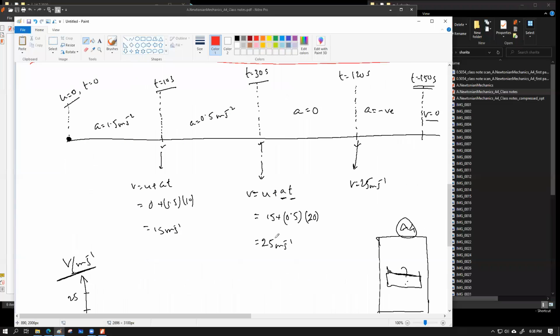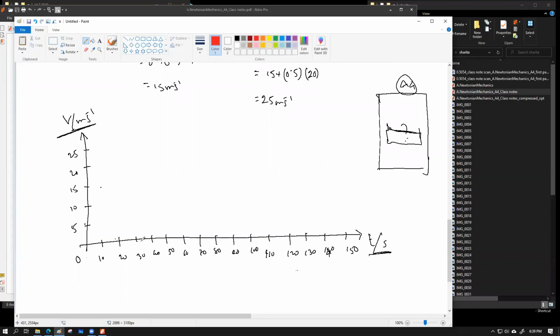30 second গিয়ে velocity হয়েছে 25. So at the 30-second mark, the velocity should be 25. So vertically going up about here, right about here. So this should be another point. I prefer to give dot circles. Dot circles are my preferred version.